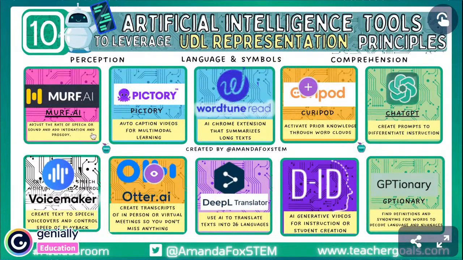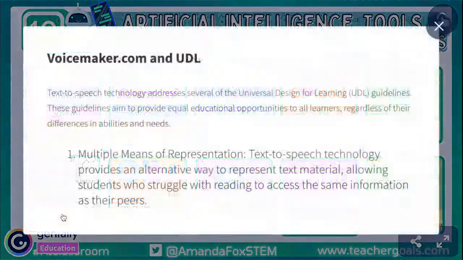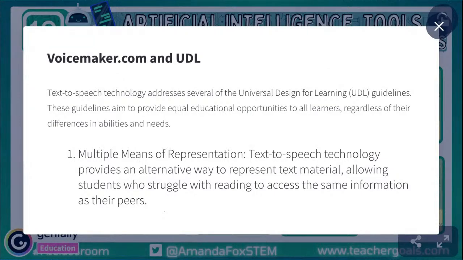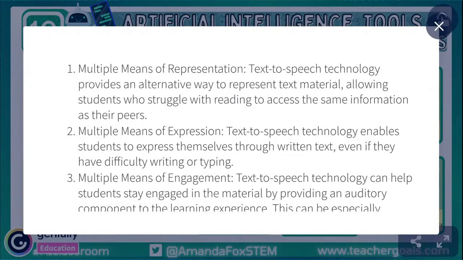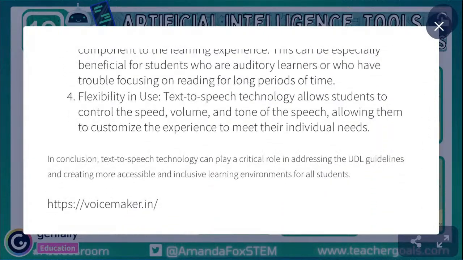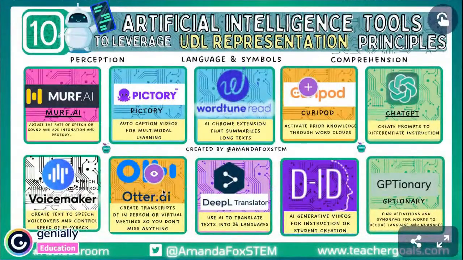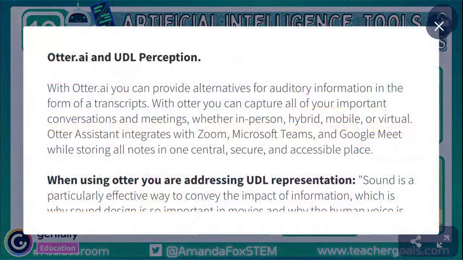So the ones on the left here, Murph, Pictory, VoiceMaker, and Otter.ai focus on perception. VoiceMaker also has text-to-speech technology where you can input text and then have it come out as speech. And when we're designing lessons, we need to make sure that not only are we visually representing information through visual aids, graphics, images, and videos, but there are auditory components that allow users to listen, and then that the text is also there for them to read. So having multiple means of engagement is important. And the links to all of these tools are available in this graphic. And then there's Otter AI.